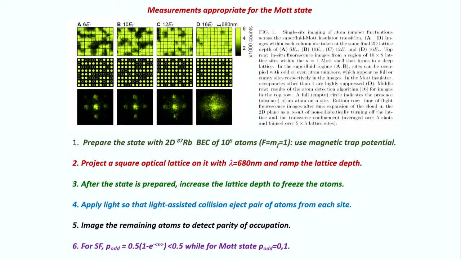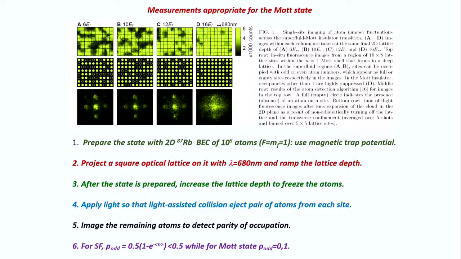After the state is prepared, they suddenly increase the lattice depth to a really large value, so that the bosons effectively freeze for a large time scale. Because if you ramp up the lattice to a very large value, your hopping amplitude for the bosons is exponentially reduced, and so the bosons are almost going to freeze.